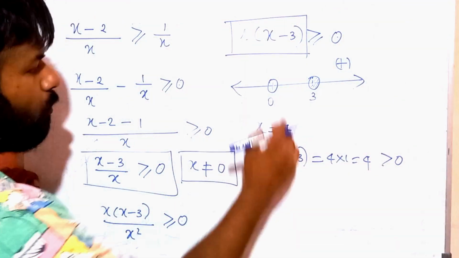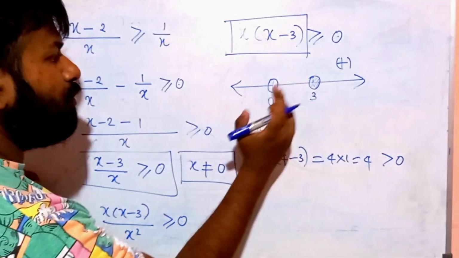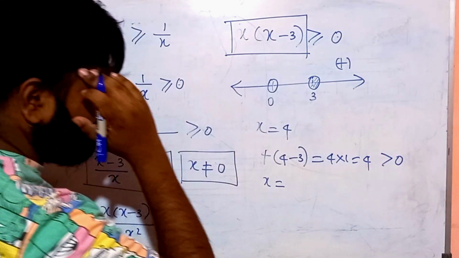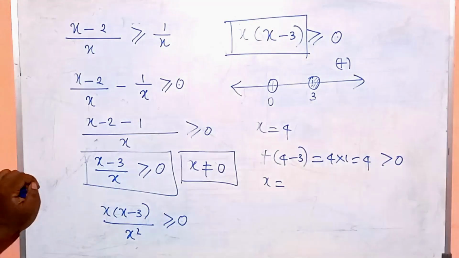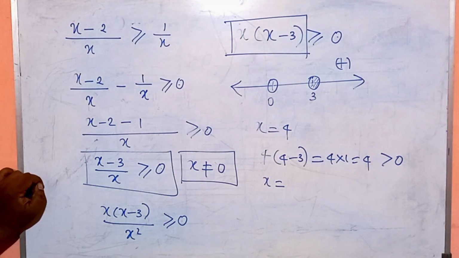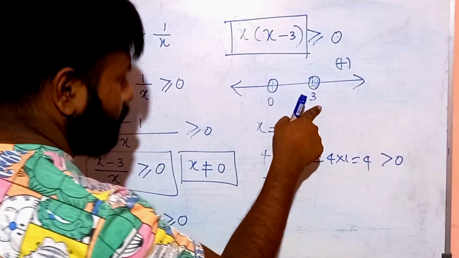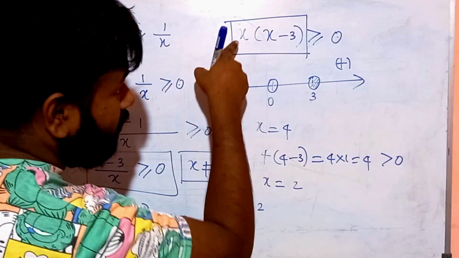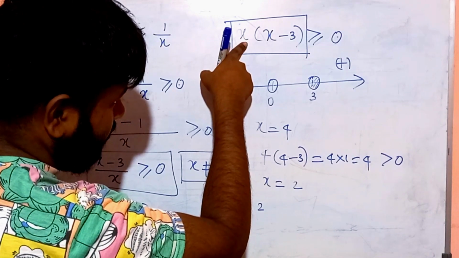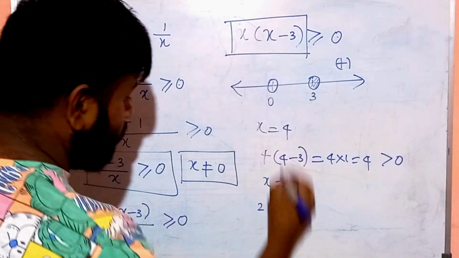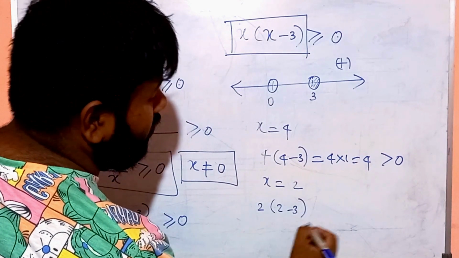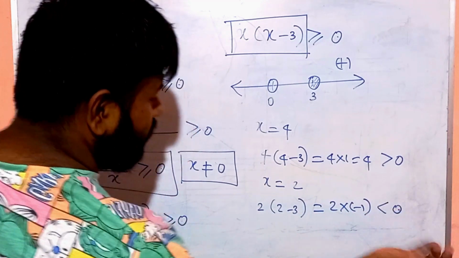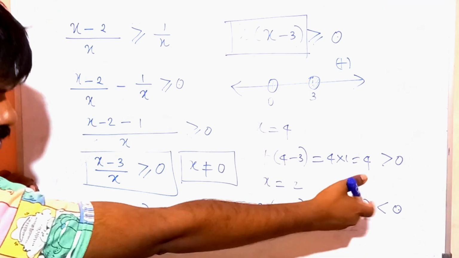What happens when x takes a value between 0 and 3? Let's take an easier value that you can handle, say 2. Substitute 2 instead of x. 2 into 2 minus 3 is equal to 2 times minus 1. That is smaller than 0. It's clear, it's smaller than 0.